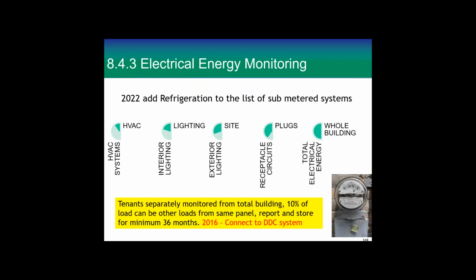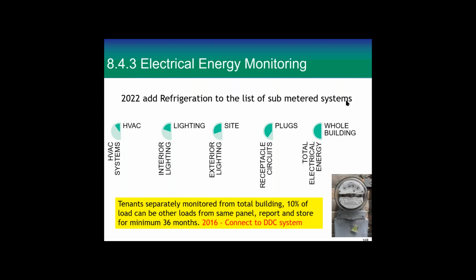Electrical energy monitoring. So we've had this for a while. These are sub-meters that sub-meter each of these types of systems. So we sub-meter the HVAC system, the interior lighting, the exterior lighting. There's those plugs we were just talking about. We also have a meter on the total building. And in 2022, they added refrigeration to the list of sub-metered systems.